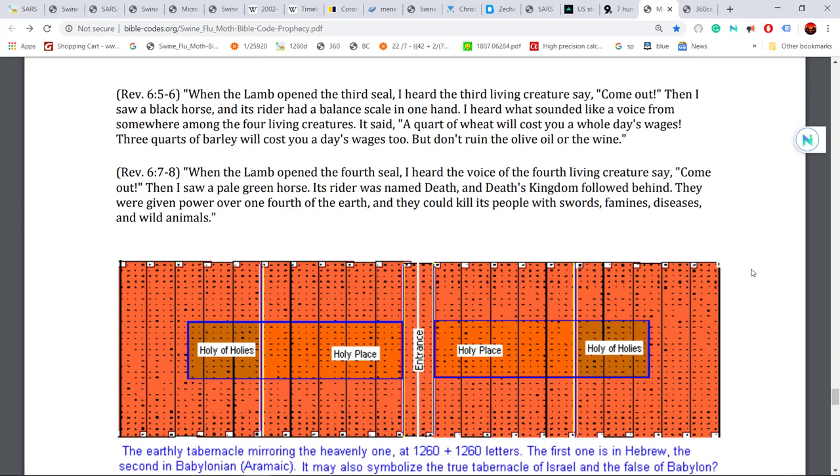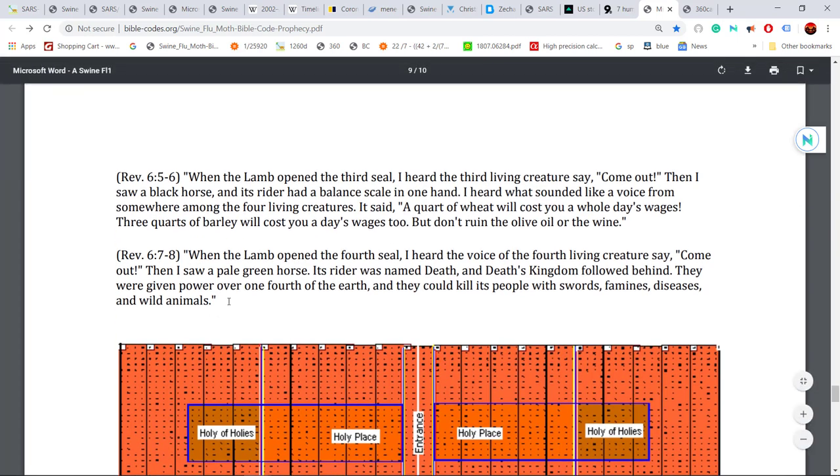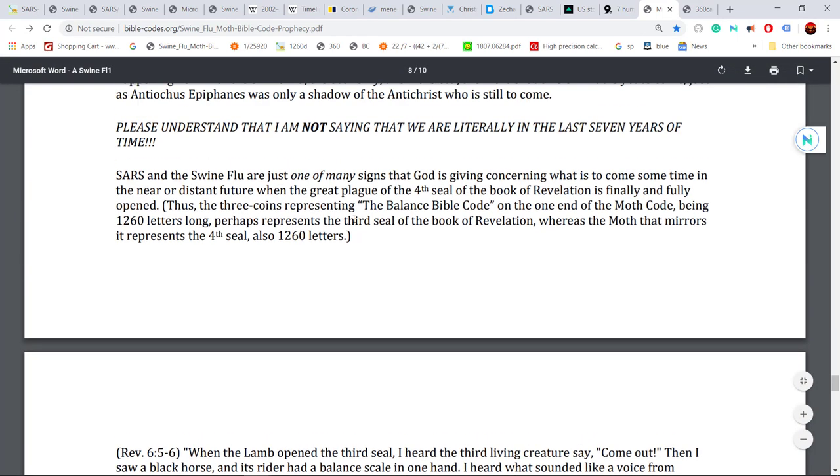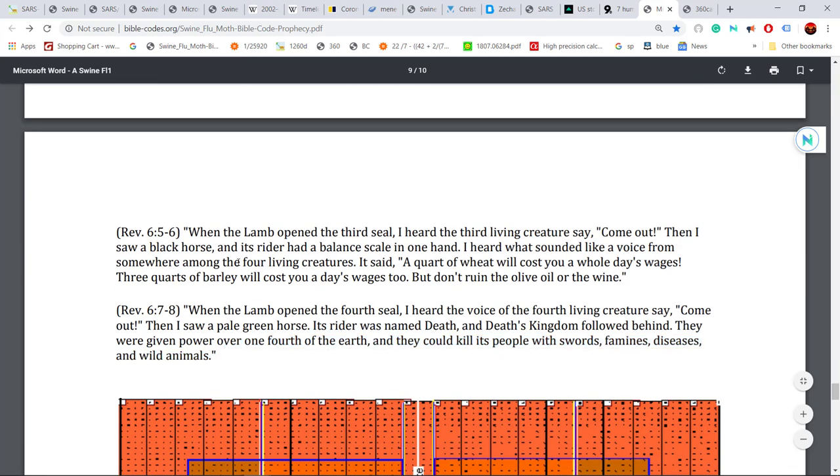Oh, look at this, actually. You notice the two verses I quote here, right? We should read them because it's happening right now. Revelation 6, 5 and 6. When the Lamb opened the third seal, I heard the living creature say, "Come out."